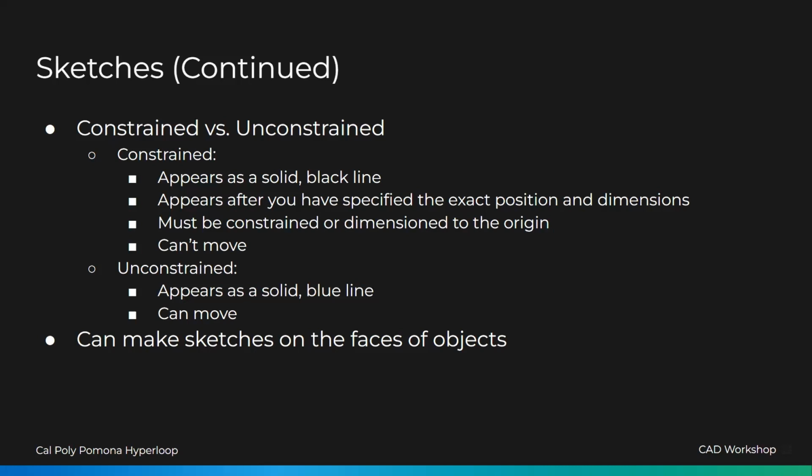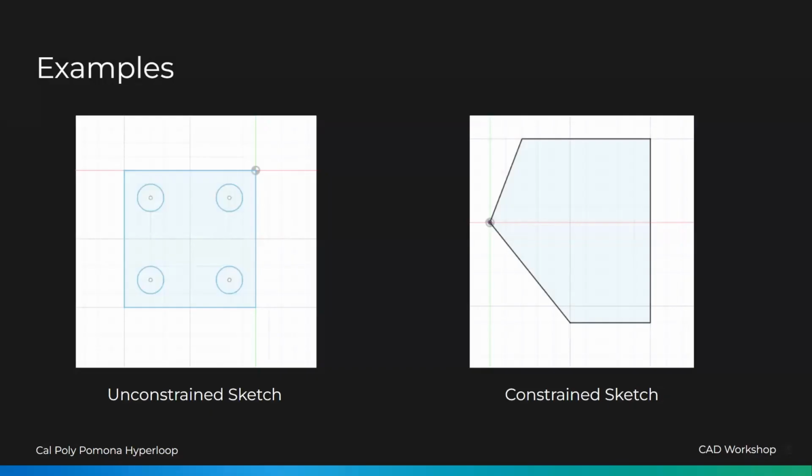And constrained is black, unconstrained will be blue, and constrained is kind of locked in place. Unconstrained is not, it can move about. So examples, right? Unconstrained, blue; constrained, black. You'll see this when we get into SolidWorks.